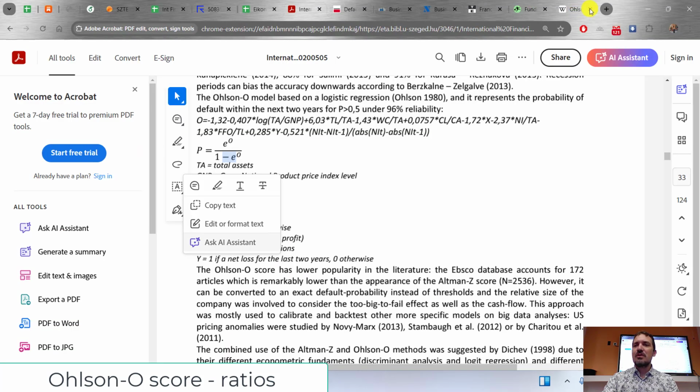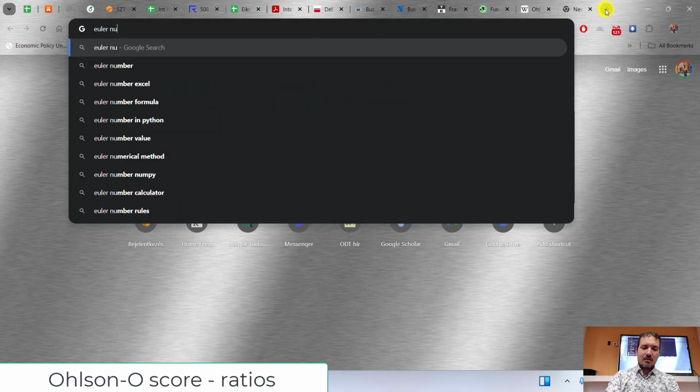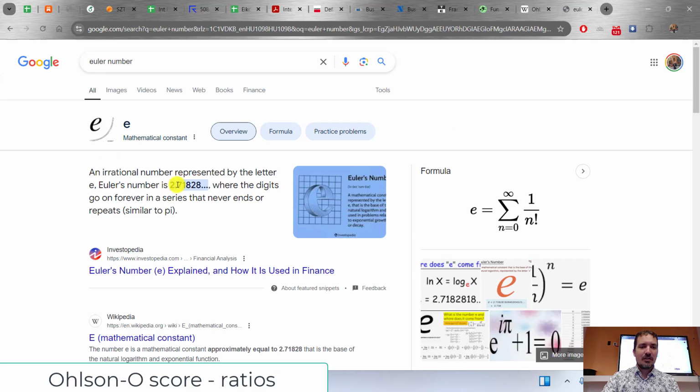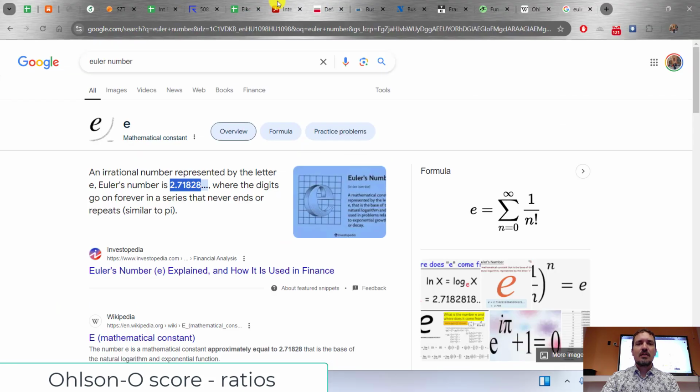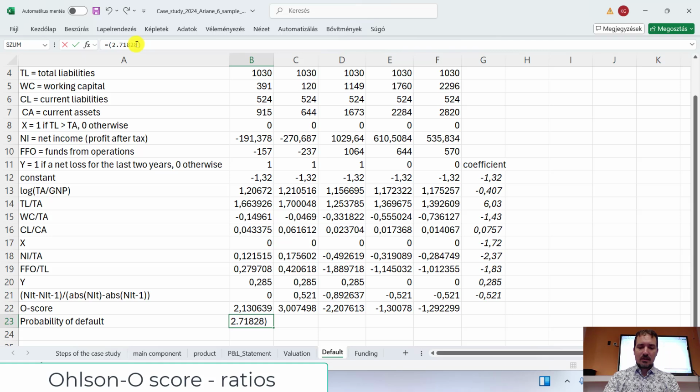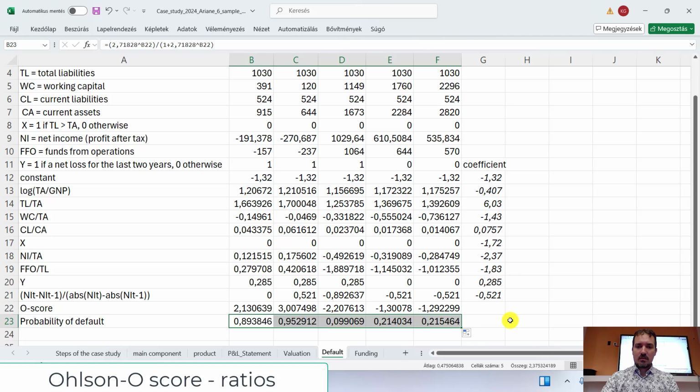Okay, then in this case we should use the old-fashioned Euler number, which is this one. Then Euler number here is on the power of your decimal. So it's on the power of the O score. Good, good, okay. Now divide it by 1 plus this number. Yep. Wow! Looks nice.